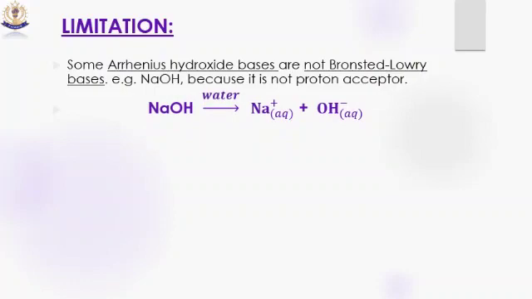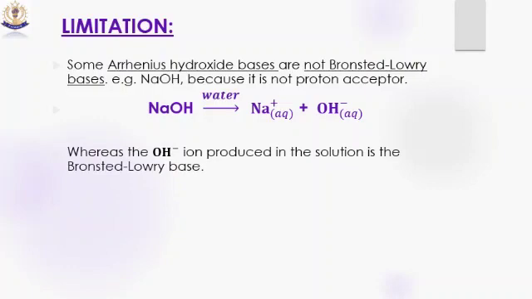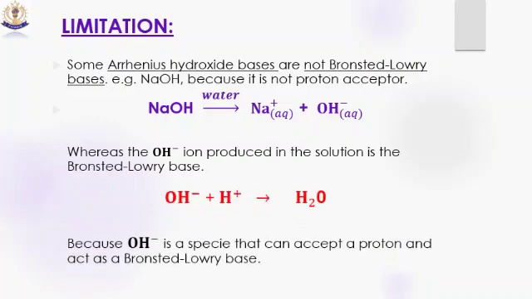Sodium hydroxide is a base according to Arrhenius, but it is not a base according to Bronsted-Lowry because sodium hydroxide cannot accept a proton. However, when sodium hydroxide is dissolved in water, it produces hydroxide ion, and this hydroxide ion is capable of accepting a proton and can act as a Bronsted-Lowry base. You can see in this reaction that this hydroxide ion has accepted a proton and is converted into water. So this hydroxide ion can act as a Bronsted-Lowry base, but sodium hydroxide itself cannot.